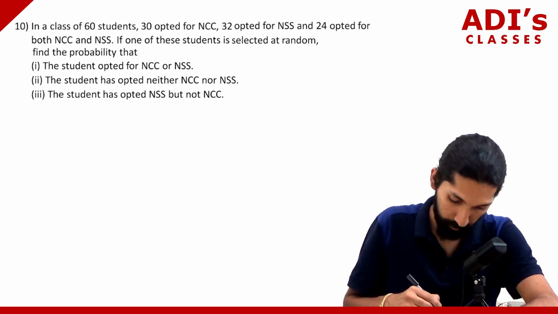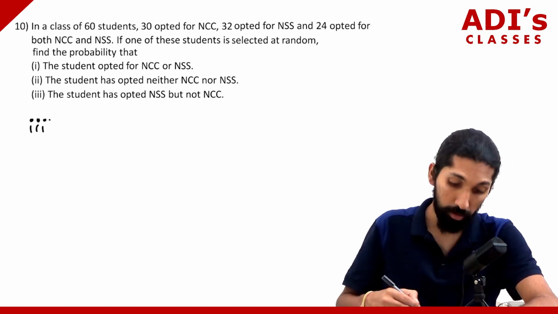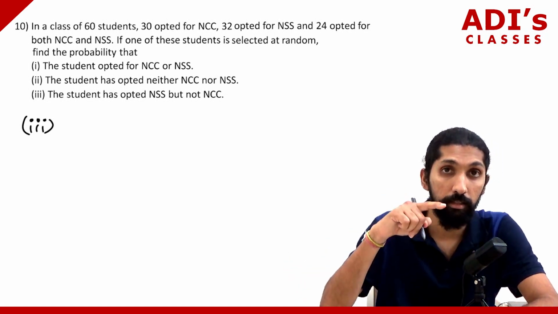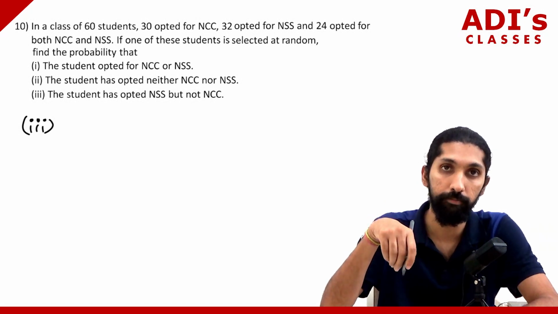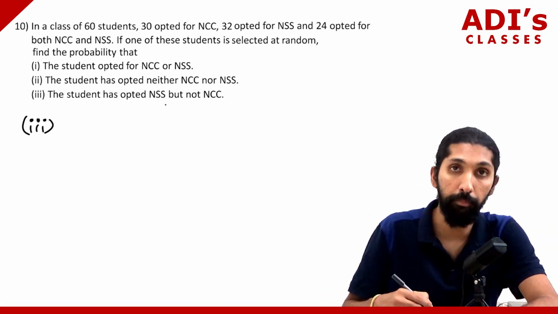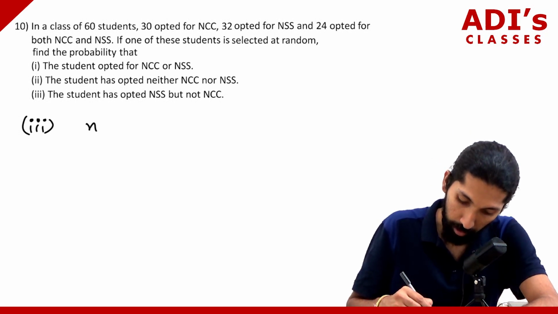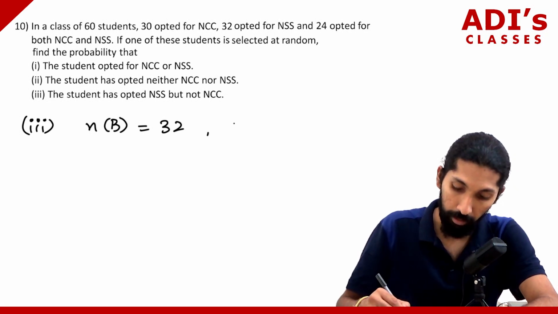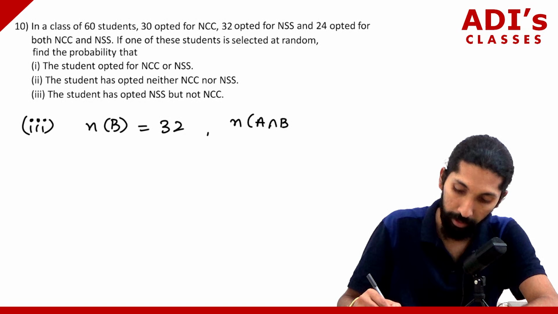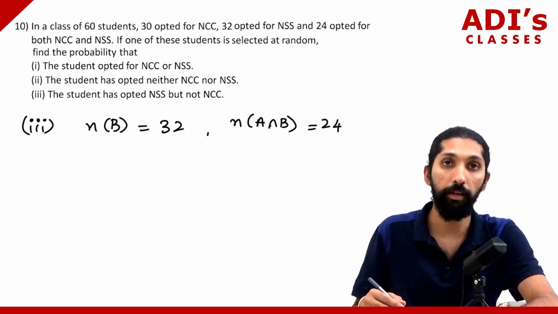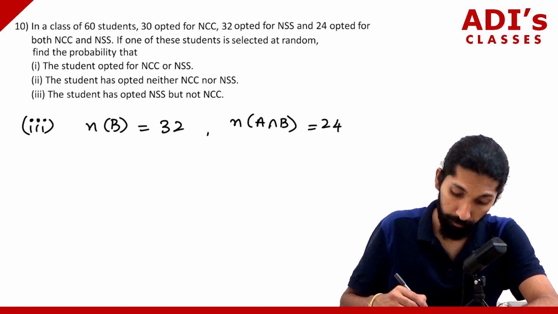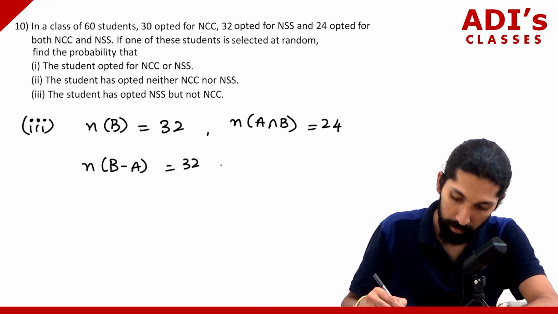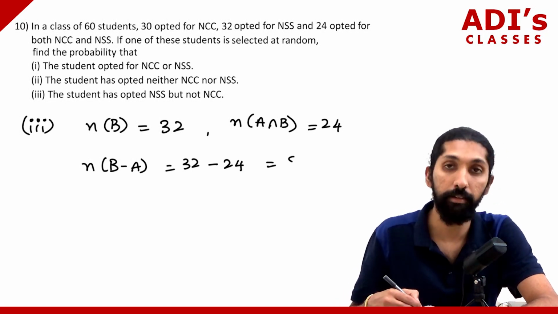See the last one. The student has opted NSS but not NCC. Basically, the difference we are trying to calculate. NSS is our set B, correct? So n of B is 32, and n of A intersection B is 24, correct? And what is n of B minus A? 32 minus 24, which is 8.